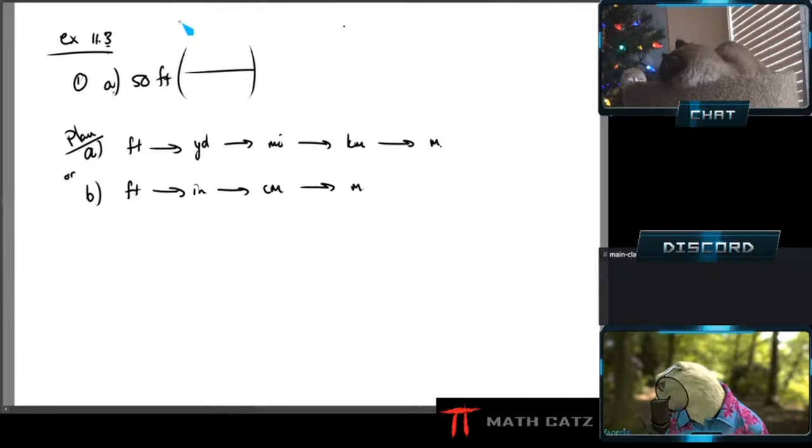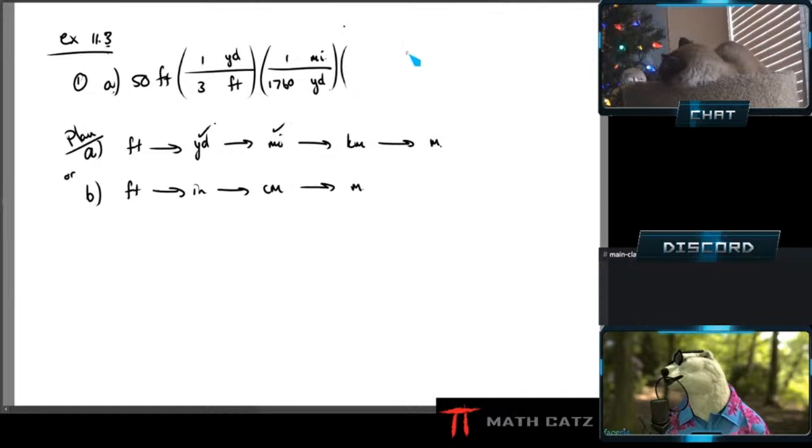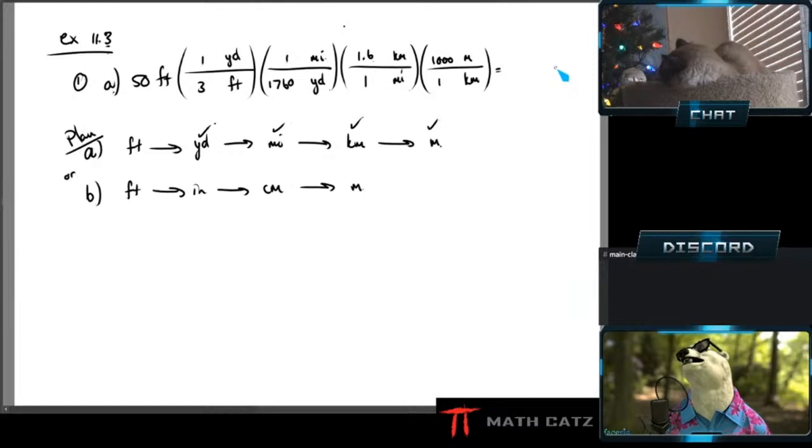So let's take two options here. Feet at the bottom, yards at the top. 1 yard, 3 feet. Now I'm currently in yards. Now I need the yards and miles. That was the weird one that I may not have known. 1 mile is 1760 yards. Now I'm in miles. Then I go over to kilometers, miles and kilometers positioned like that. 1 mile, 1.6 kilometers. Now I'm in kilometers. Lastly, go to meters, kilometers at the bottom, meters at the top. 1 kilometer is 1,000 meters. Now I'm in meters and I'm done.